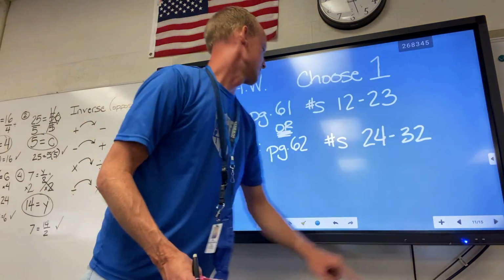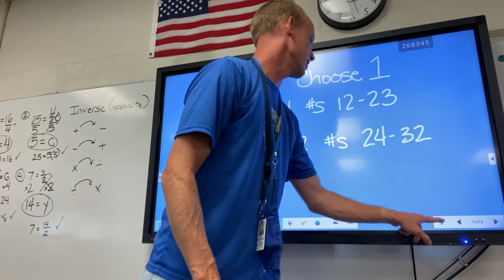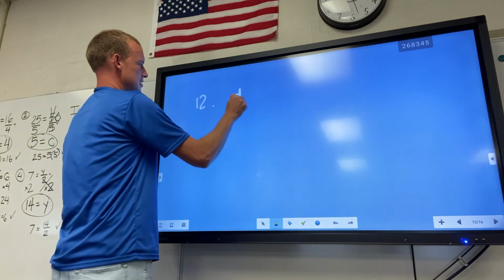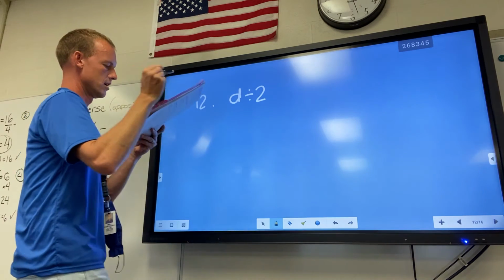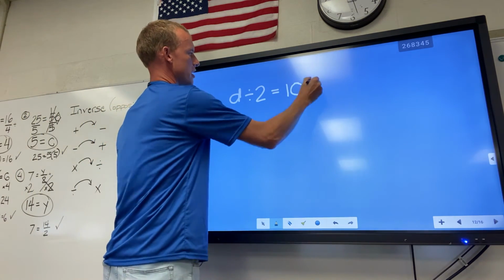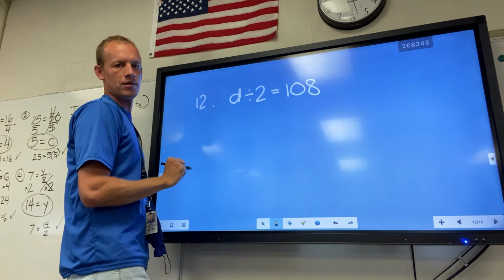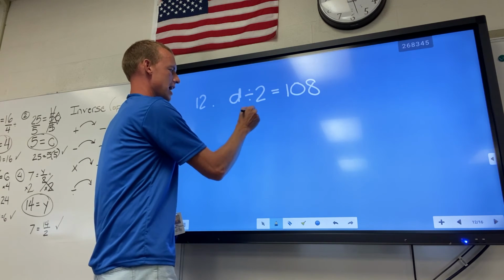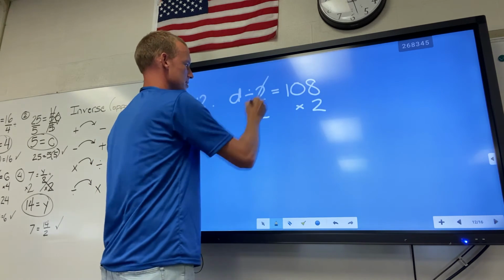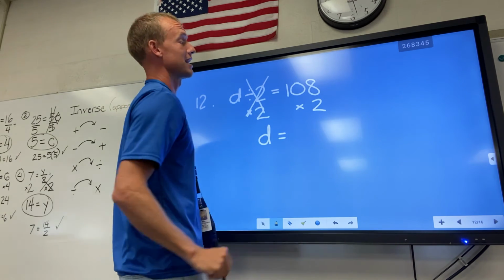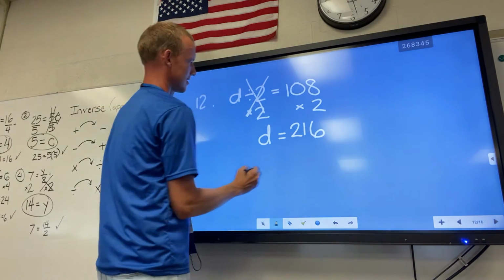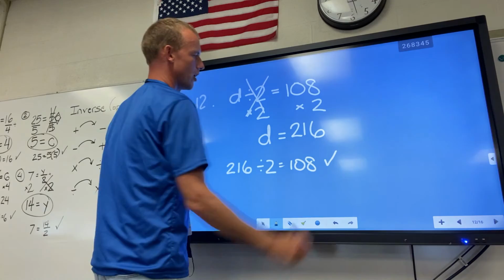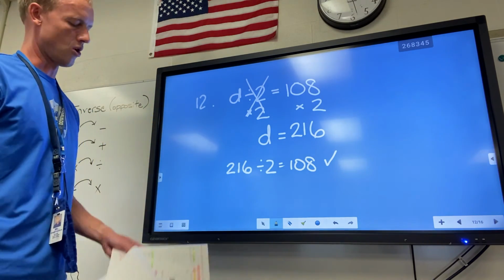And again, this is the assignment, page 61, 12 through 23. Most of you will live here. So we're going to look at number 12. The book says D divided by 2 equals 108. What's my variable? Right, it's D. So instead of division, I need to multiply by 2 on both sides so that I get my variable alone, so that I get my answer, which would be 216. You don't need me. You guys, if you do the check step, you will know you have 100 on the homework because it won't work if it's wrong.